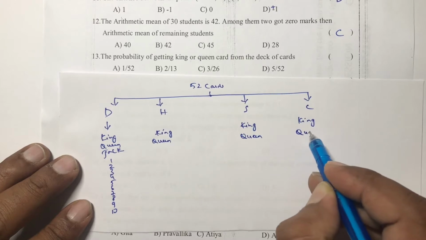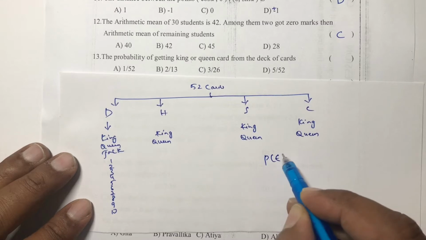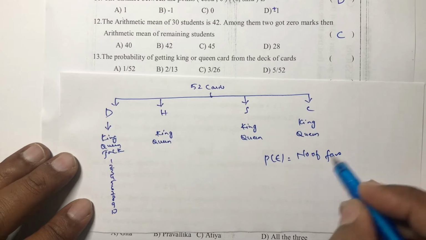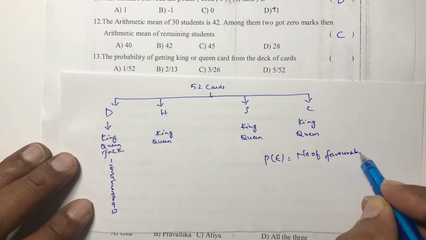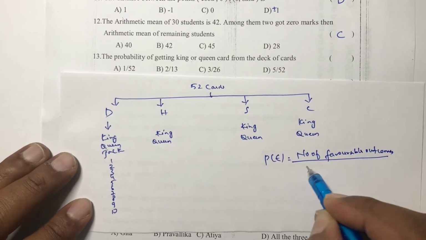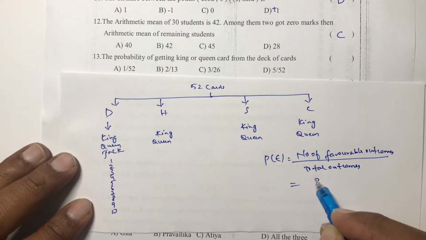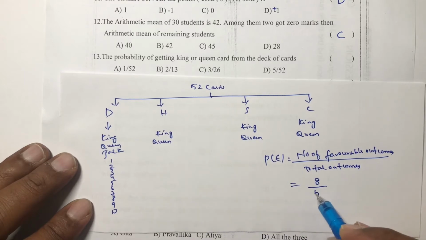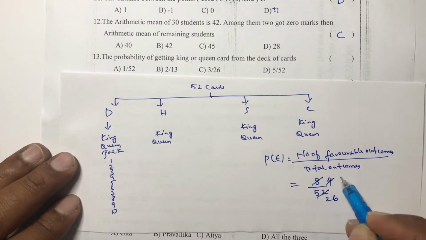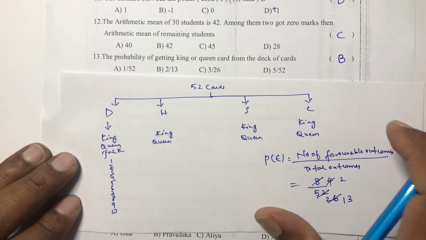So they're asking king or queen. The probability is the number of favorable outcomes by total outcomes. Number of favorable outcomes here we have 8, 4 kings and 4 queens, by total 52. So 2 times 4, 2 times 26, 2 times 2, 2 times 13. So 2 by 13, the correct option is B.